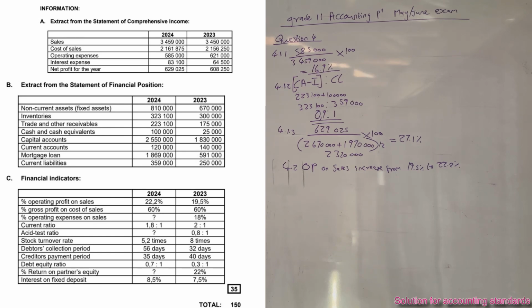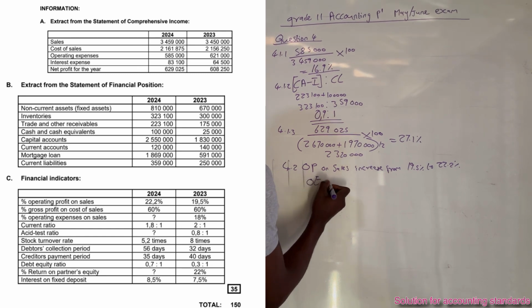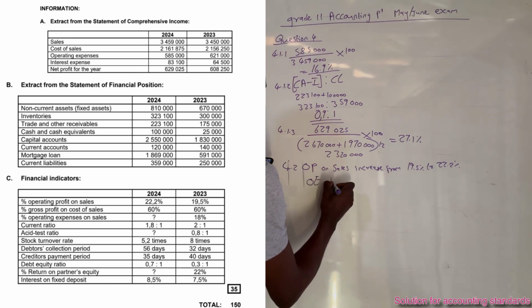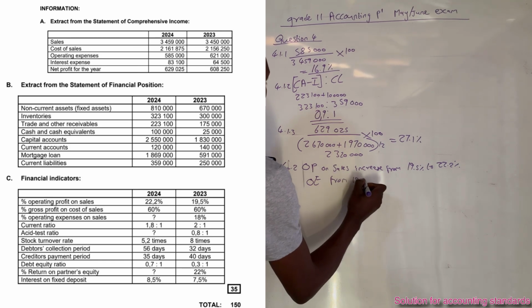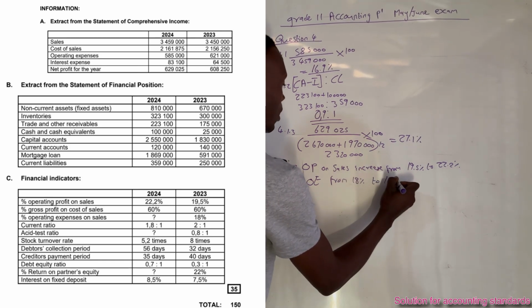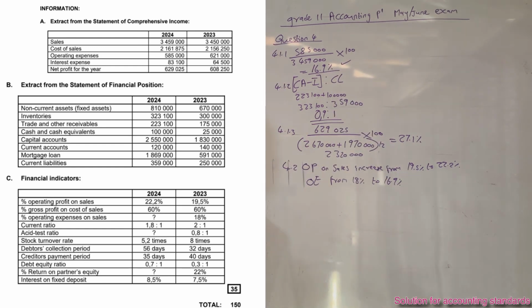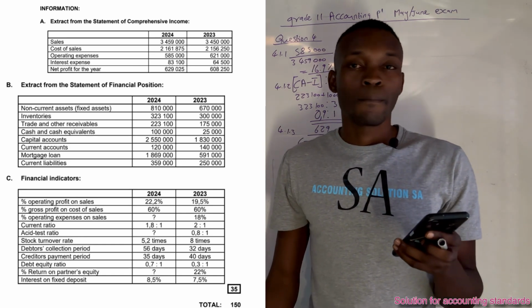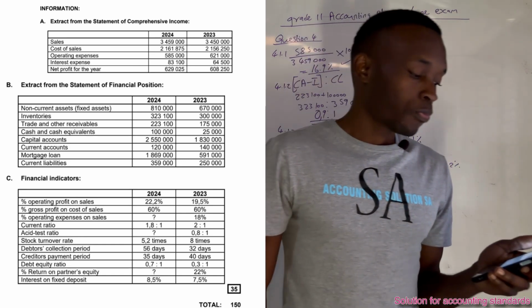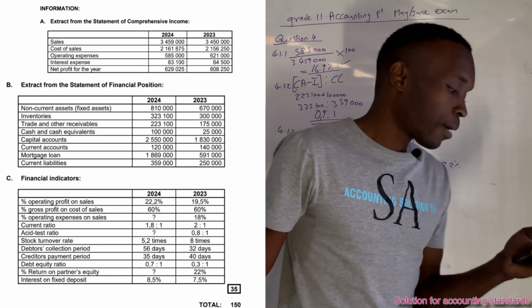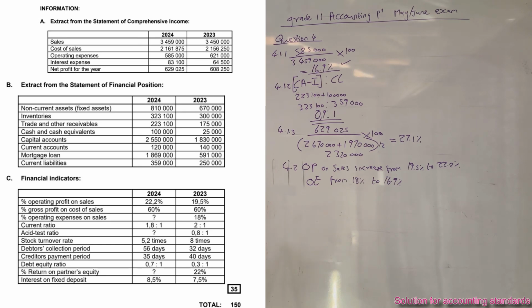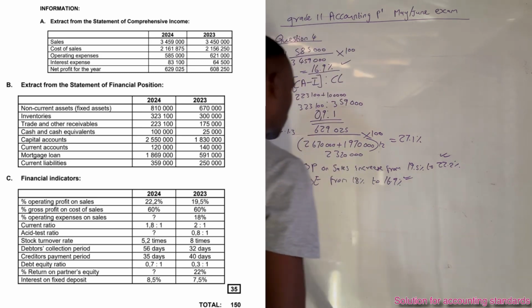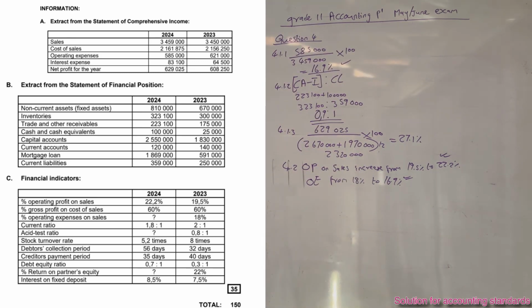How about operating expenses on sales? Let's check operating expenses. They went from 18% to 16.9%, the one that we got here. Yes, expenses must decrease so that we can get more profit. So this was managed very well. So this business, in conclusion, is managing their operating activity efficiently. 4 marks for that: 2 marks here and 2 marks here. Very simple, guys.